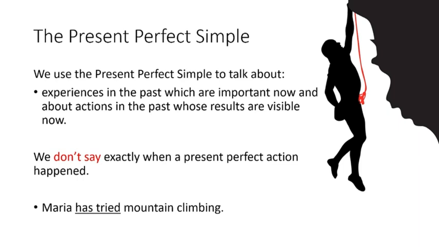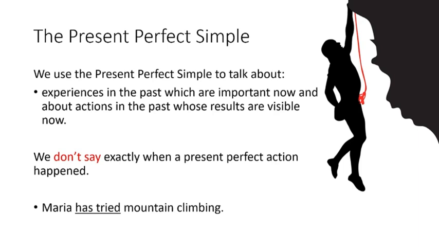We use the present perfect simple when we talk about our experiences in the past. Those experiences are important now, and we can also talk about actions whose results we can see now. So this is a tense that connects the past and the present.